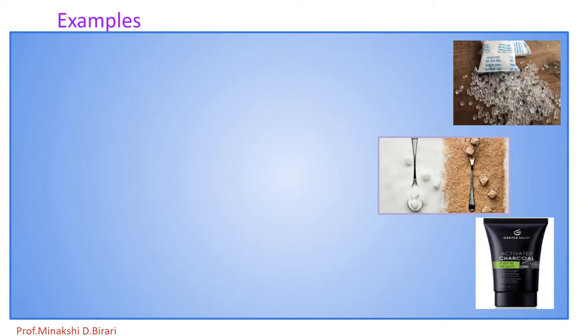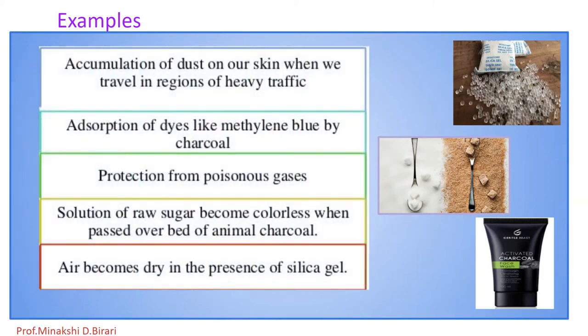These are examples of adsorption. Accumulation of dust on our skin when we travel in regions of heavy traffic. Adsorption of dyes like methylene blue by charcoal. Protection from poisonous gases. Solution of raw sugar becomes colorless when passed over a bed of animal charcoal, and also air becomes dry in the presence of silica gel. Silica gel is a desiccant. It removes the moisture from the air. So these are a few examples of adsorption.